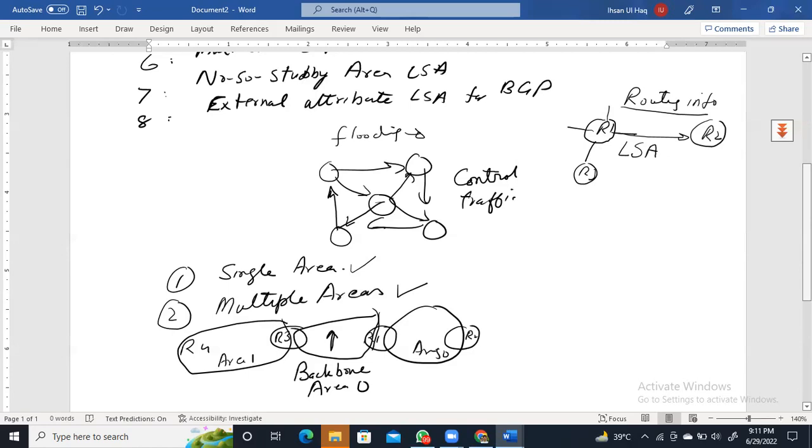So all of these routers are probably configured on OSPF. That is an example of a single area. Here you can see I have 3 areas. I can have 100 areas, no problem. Are you understanding something?